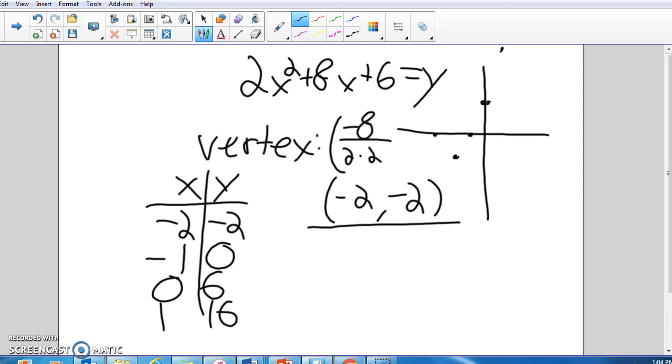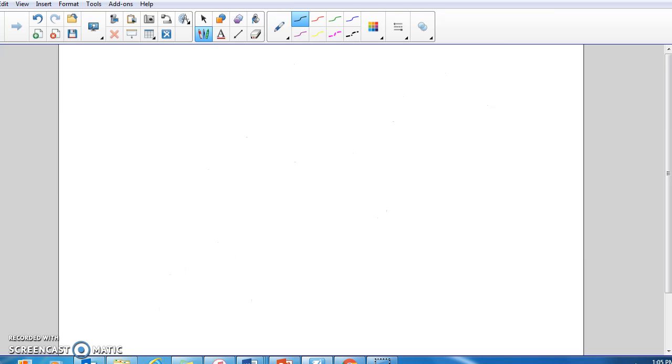And then you just do the same thing on the other side. And so you get the parabola, looks just like that. And of course, they go on forever. And so, since you know your form, you know how to get the vertex, and you know how to plot points, you can graph the parabolas just like that.